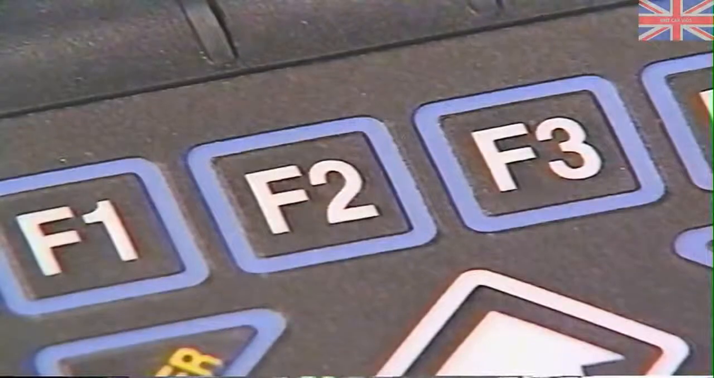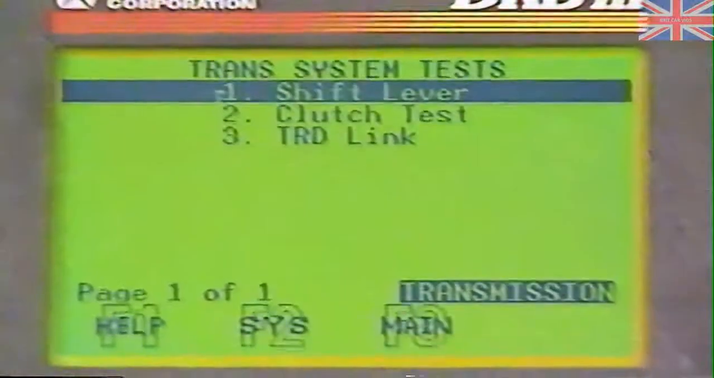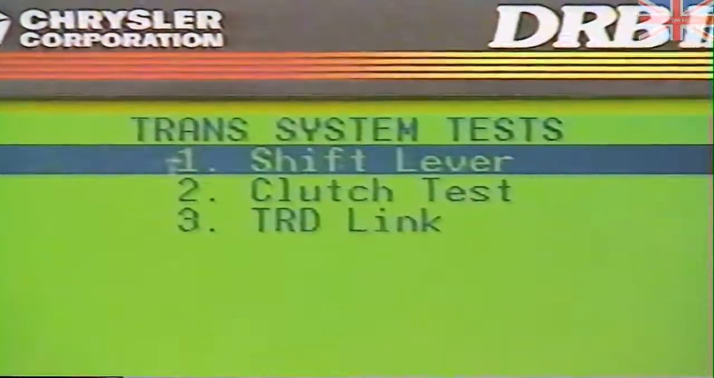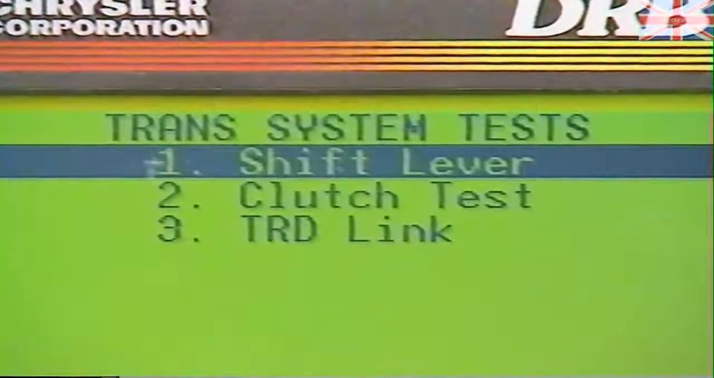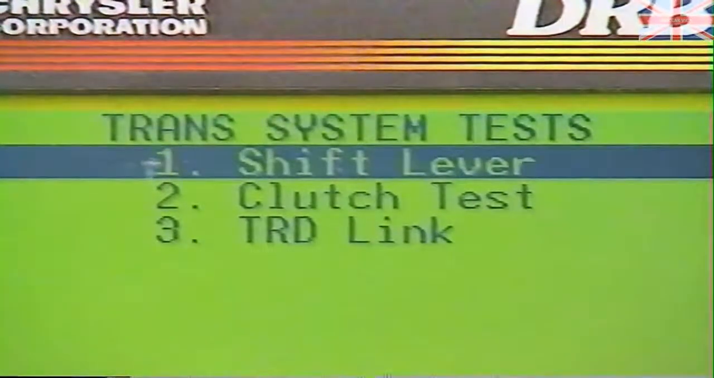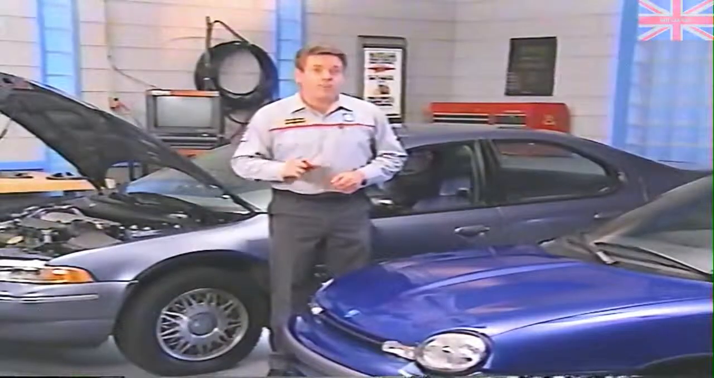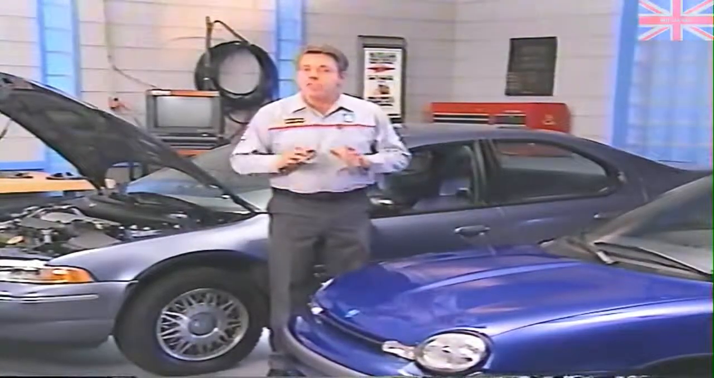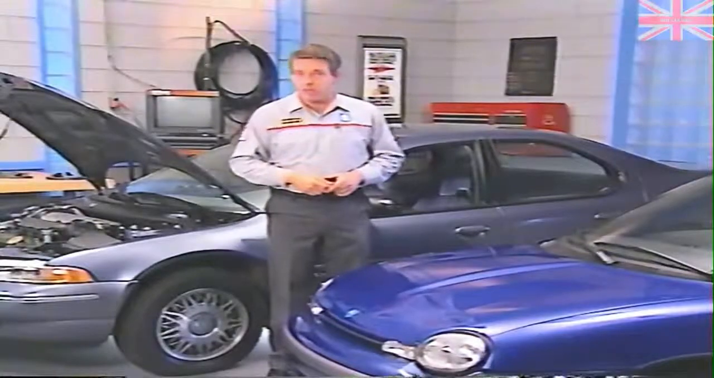Transmission system tests are similar to their engine counterparts. Remember, use the F2 key to quickly return to the Select System menu. For the 1995 Cirrus and Stratus, there are 3 transmission system tests available, including the shift lever test. This is a pass-fail test that will indicate if the console shift lever position is in agreement with a transmission range switch.